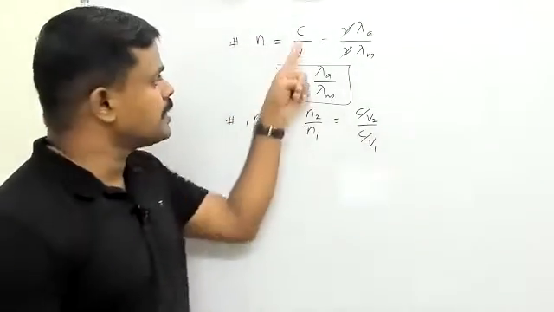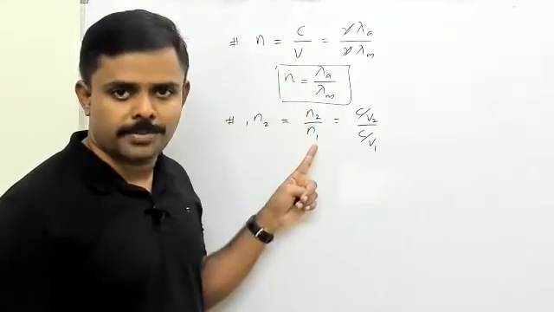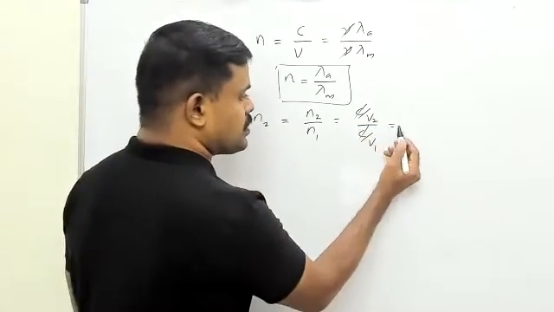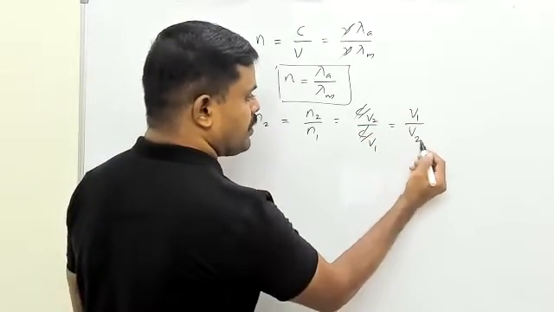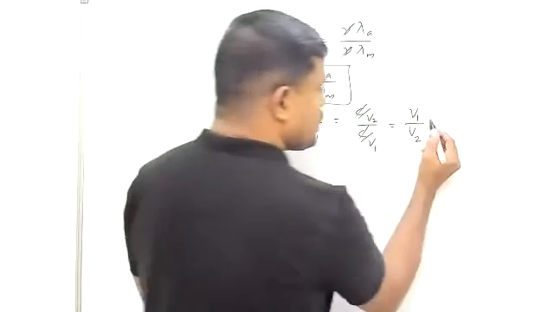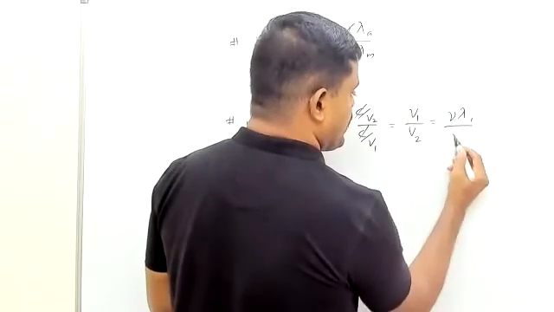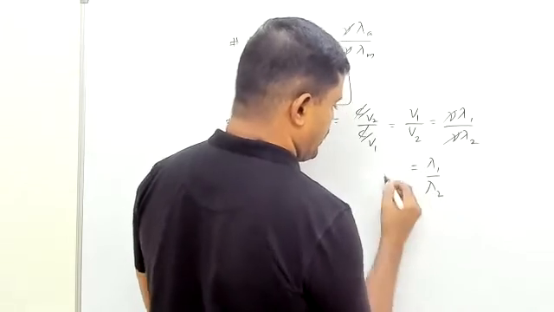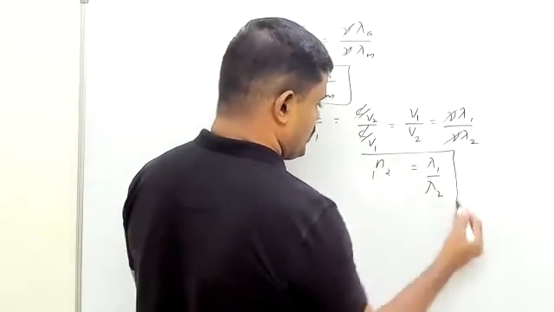Because n is equal to c by v, so n2 is equal to c by v2 divided by c by v1. Then c and c cancel, and this goes to the numerator: v1 divided by v2. And this is what? Nu into lambda 1 by nu into lambda 2. The nu's cancel, and you're getting lambda 1 by lambda 2. This is n21. That is another equation.